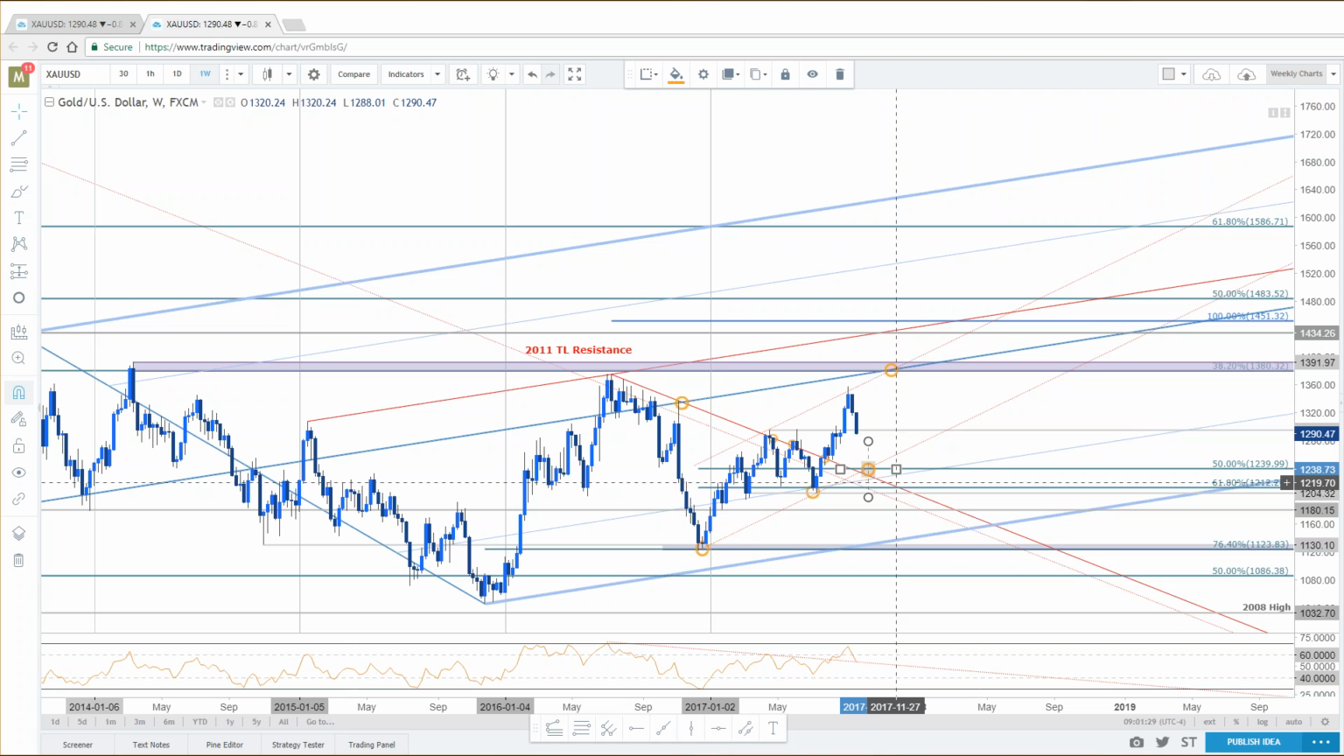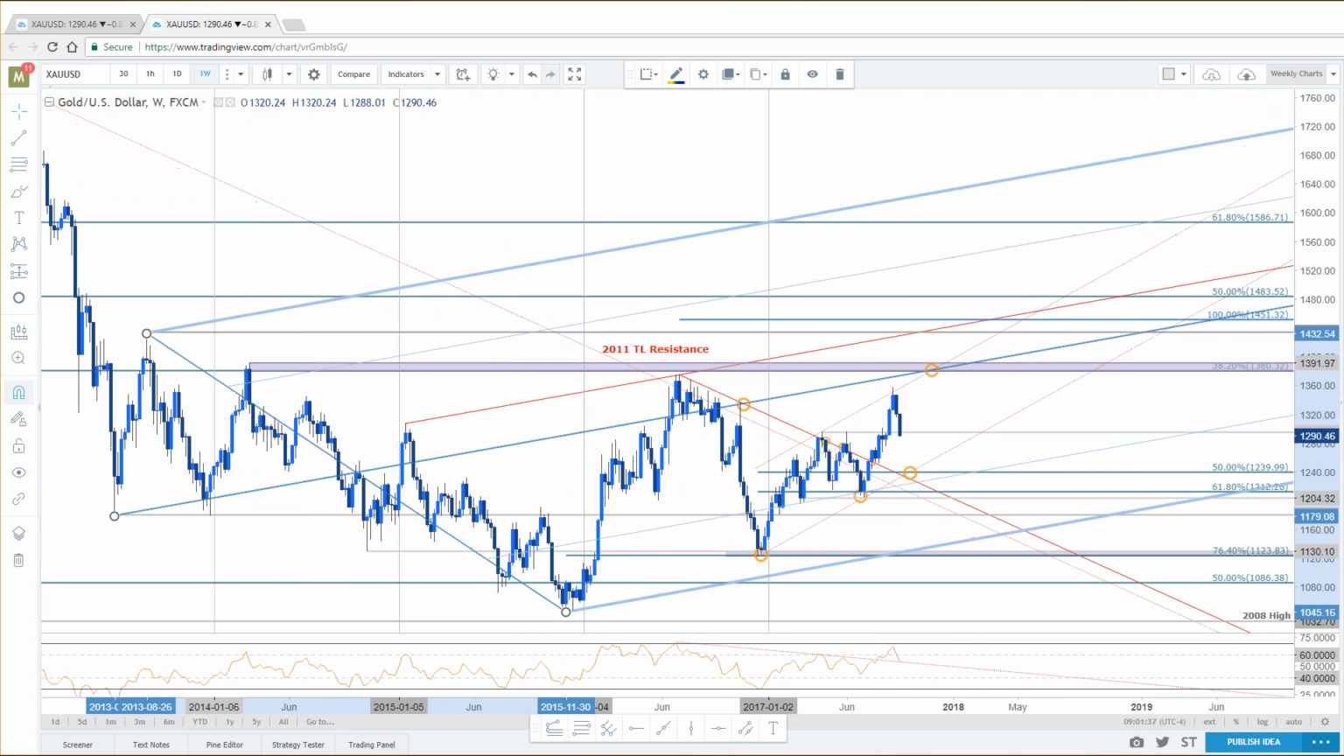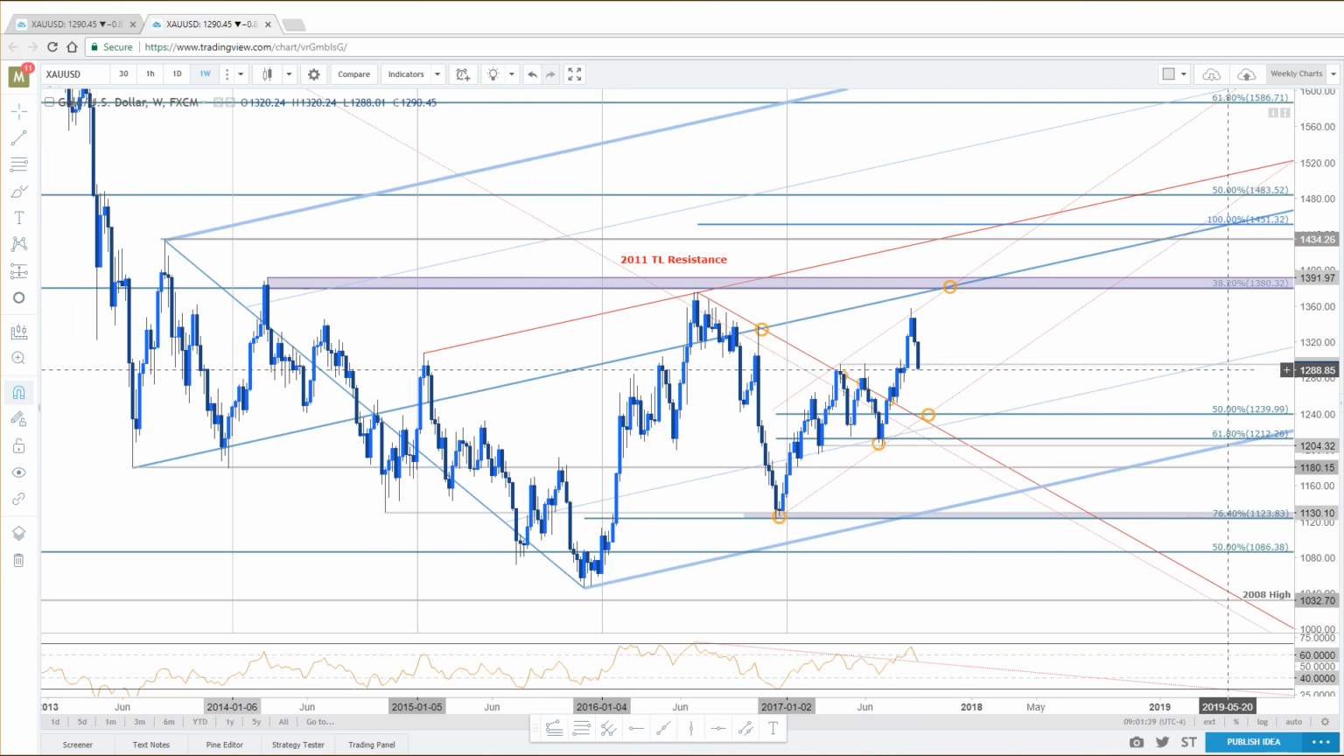Goldilocks zone? We'll call it 1240. If the thing continues to collapse lower, based on what I'm seeing on the weekly charts, that would be a level which, if we were to reach it, I would be very interested in establishing a much longer term long position.